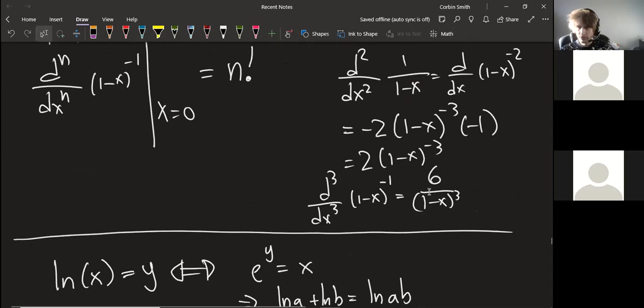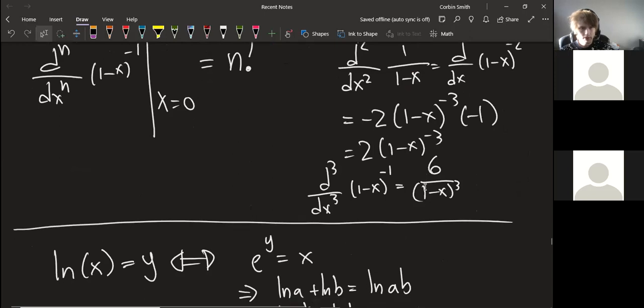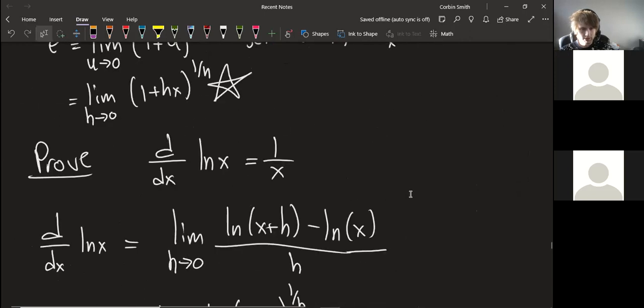So this was a 3 when I wrote it down. Should be a 6 because it's a factorial. And then let's see what the next thing is.